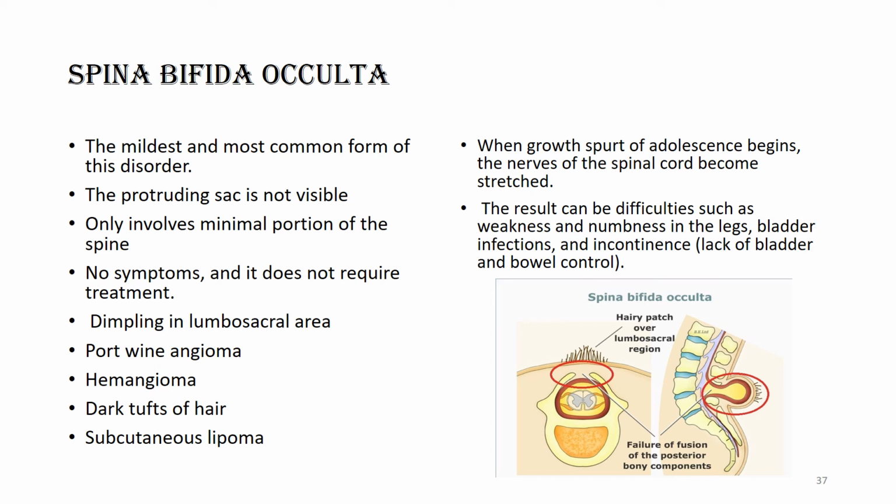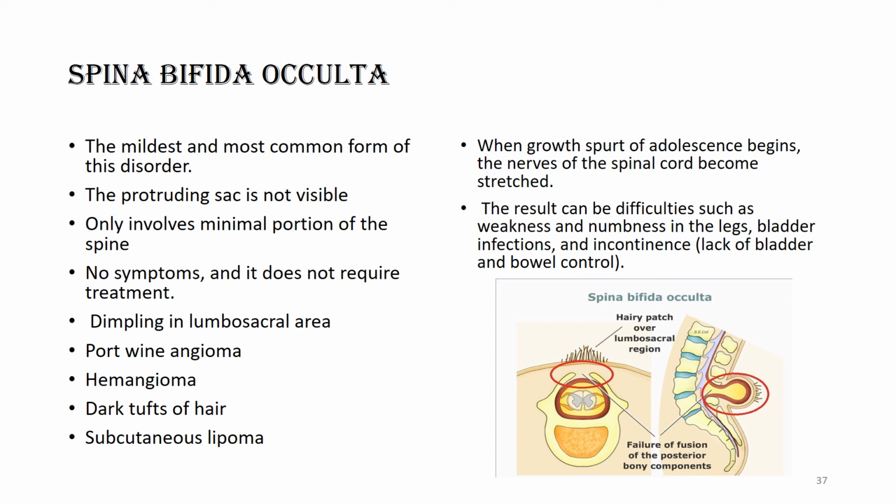Sometimes these kids will have either a port wine angioma there, or they might have a hemangioma there at the same place, and they usually will have dark tufts of hair and maybe a subcutaneous lipoma. If we find that anywhere in the back area, we start looking for a spina bifida occulta. Many times this goes undetected until the child tries to potty train, and because of right where it is, sometimes it affects their bowels and bladders and they don't have that muscle tone.